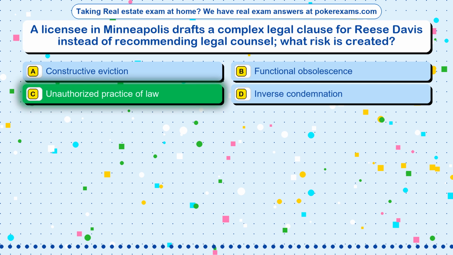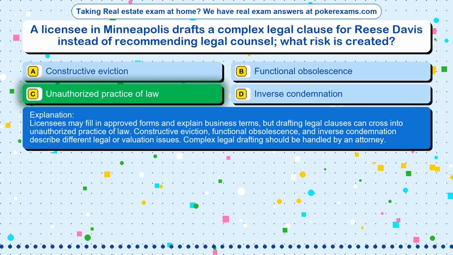The correct answer is option C. Unauthorized practice of law. Licensees may fill in approved forms and explain business terms, but drafting legal clauses can cross into unauthorized practice of law. Constructive eviction, functional obsolescence, and inverse condemnation describe different legal or valuation issues. Complex legal drafting should be handled by an attorney.